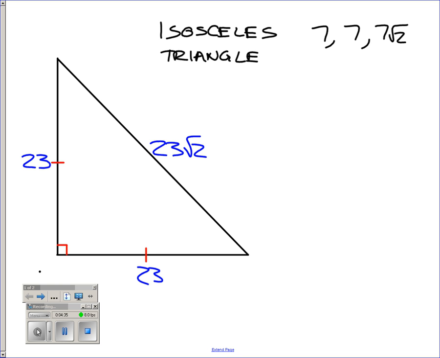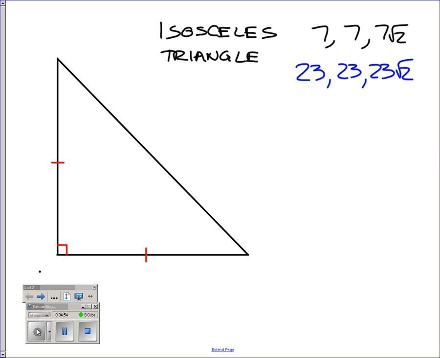And then I'm going to write down these side lengths again: 23, 23, 23 root 2. Well, there's a pattern here. And this pattern is what we want everyone to see. I'm just going to pick another one. If you notice right here, the legs, for both of these two, if you want the hypotenuse and you know what the leg is, all you've got to do is multiply by the square root of 2.